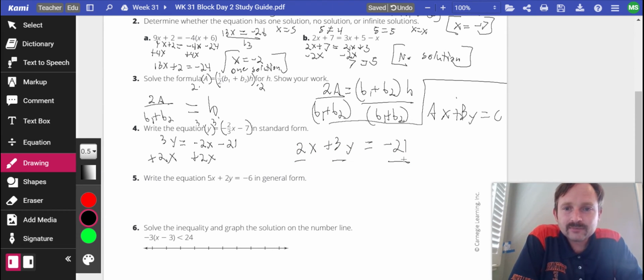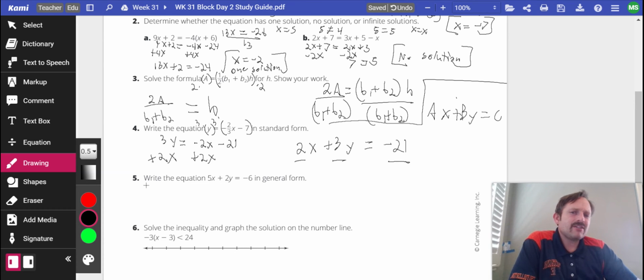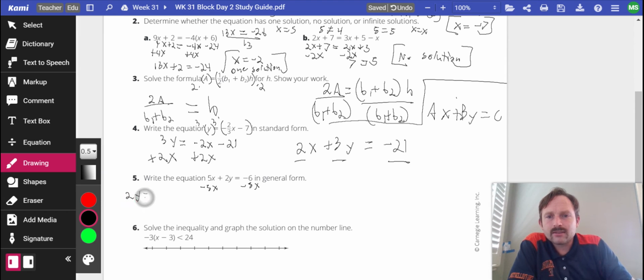Write the equation 5x plus 2y is equal to negative 6 in general form. Okay, we'll get y by itself. The first thing is to get rid of that 5x, then get rid of the 2. So we're going to minus 5x on both sides. We'll get 2y is equal to negative 5x minus 6. Then we just divide by 2 on both sides.